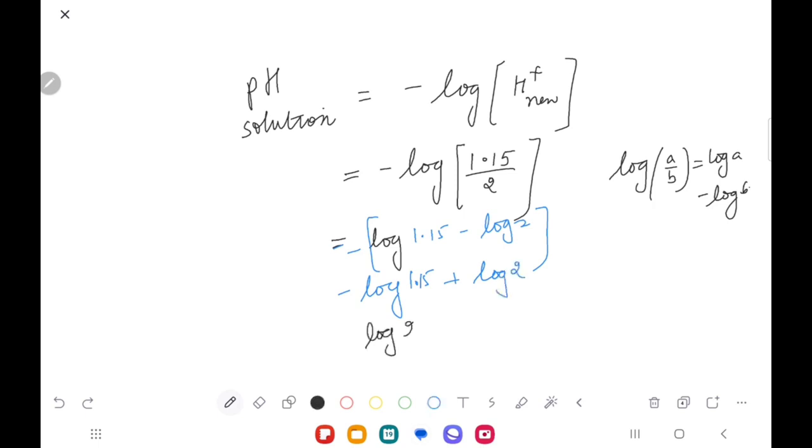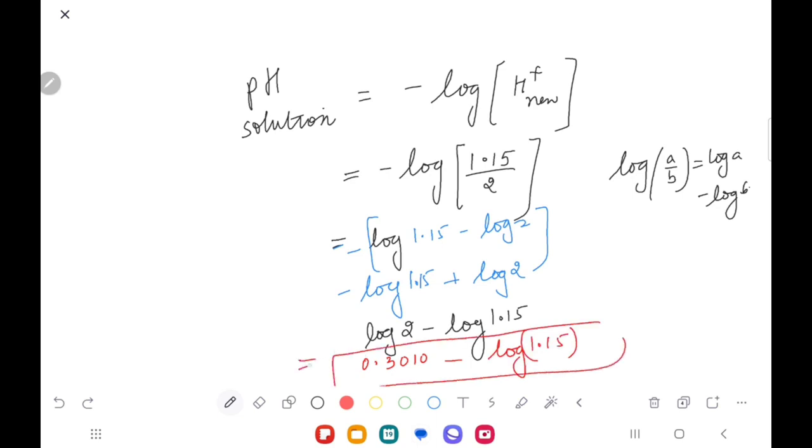So log 2 minus log of 1.15, and simply solve this. So log 2 we know as 0.3010 minus log 1.15. What would that be? You have to calculate that. So using the calculator, you can calculate log 1.15 and simply solve this to get my value of pH of the solution. Understood or not? Yes. Any doubts up till now?